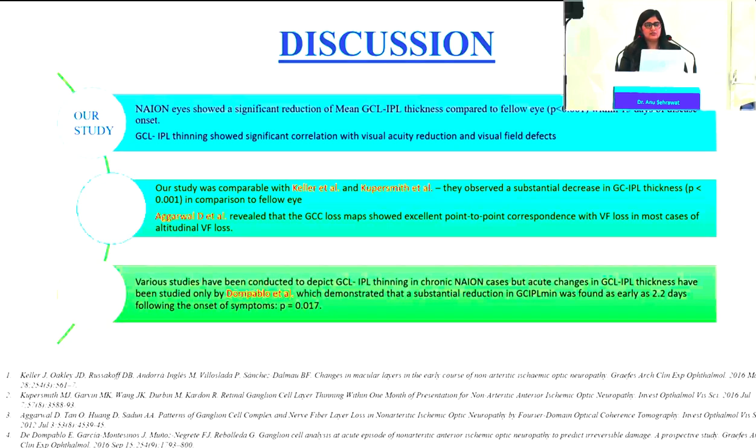Our study was comparable with Keller et al. and Coppersmith et al. They observed a substantial decrease in GCL-IPL thickness in comparison with the fellow eye. Agarwal et al. revealed that GCC loss maps showed excellent point-to-point correspondence with visual field loss in most of the altitudinal visual field loss cases. Various studies have been conducted to depict GCL-IPL thinning in chronic NAION cases, but acute changes in GCL-IPL thicknesses have been studied only by Dom Pablo et al., which demonstrated that a substantial reduction in GC-IPL minimum was found as early as 2.2 days following the onset of symptoms.